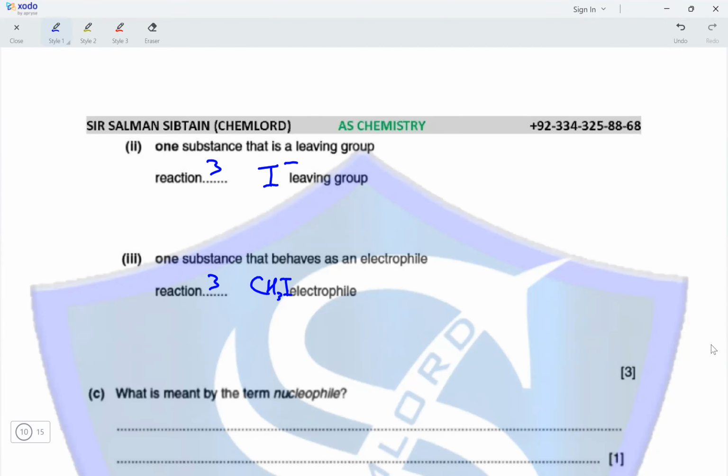And this can also be possible in reaction 4 because in reaction 4, we've got the CH3 C double bond O single bond CH3, the CN negative ion, the lone pair of electrons on carbon, will be attracted towards the positive charge on the carbonyl carbon atom because it is bonded to the oxygen atom, which is more electronegative. So there are two possibilities of a substance behaving as an electrophile.